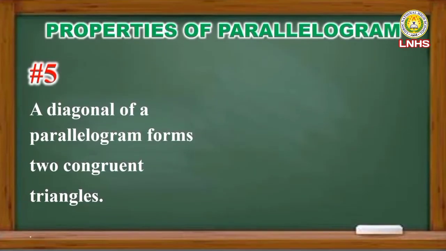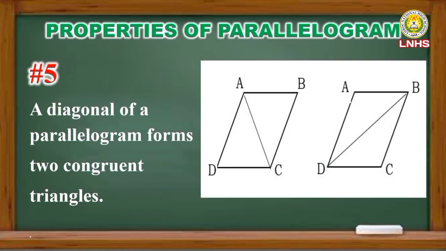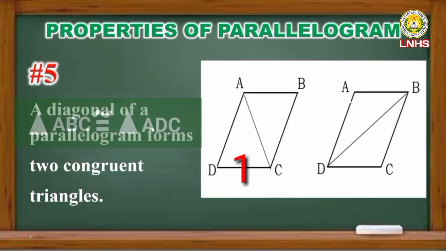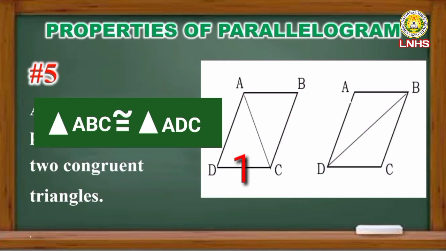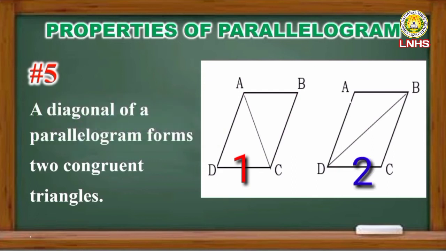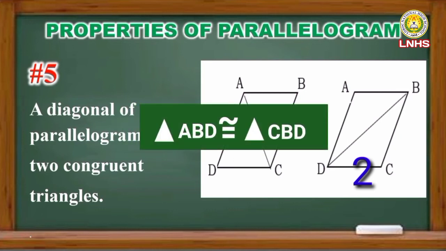Then our last property, which is a diagonal of a parallelogram forms two congruent triangles. If we create a diagonal, it will form two congruent triangles. So we have pair number 1 and pair number 2. In pair number 1, we have triangle ABC is congruent to triangle ADC. And for pair number 2, we have triangle ABD is congruent to triangle CBD.